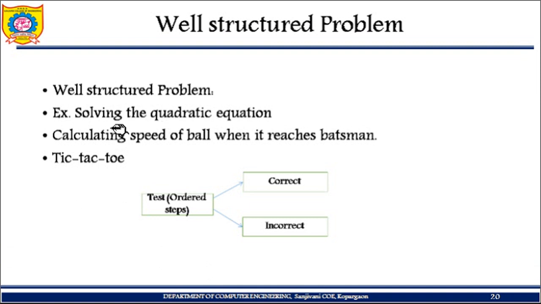For example, solving a quadratic equation. So structured problems AI can solve. For example, calculating the speed of the ball when it reaches a batsman, or tic-tac-toe. In this case, I've represented it over here. You have ordered steps. Either it will take you towards the correct result or it will take you to the incorrect result. But what kind of steps are you having? Ordered steps. So this is a well-structured problem.